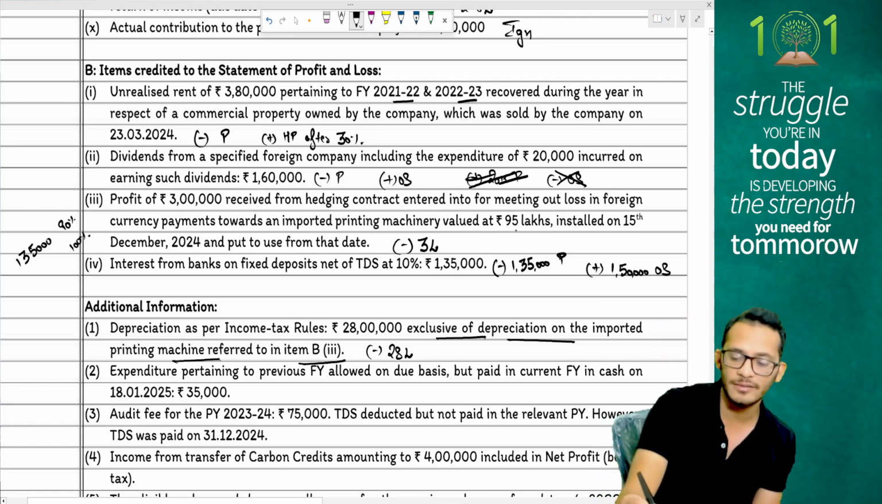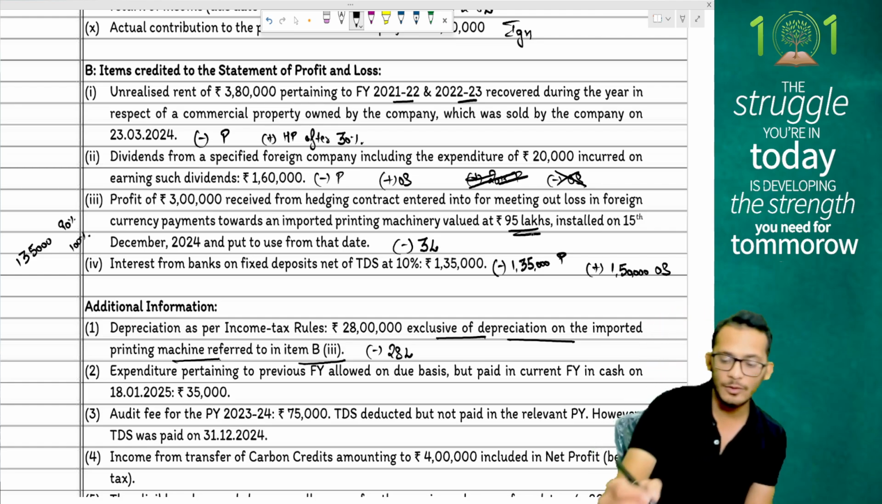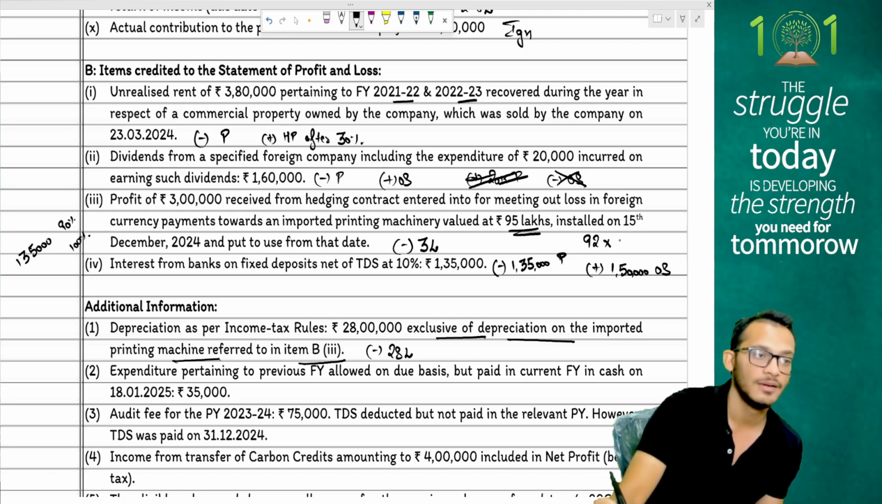My machinery is worth 95 lakhs, in which I have a profit of 3 lakhs, which means technically my cost is only 92 lakhs. I need to give depreciation at the rate of 7.5%.